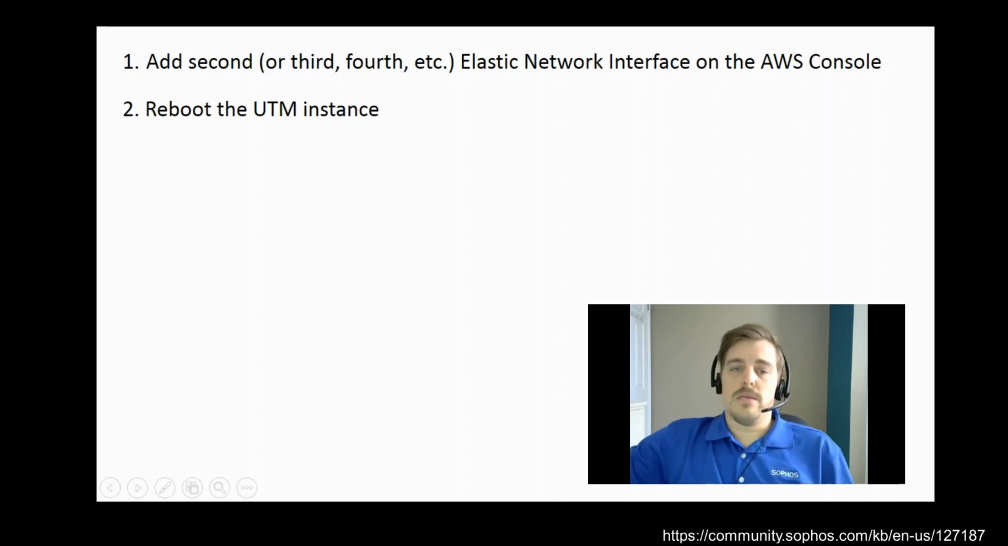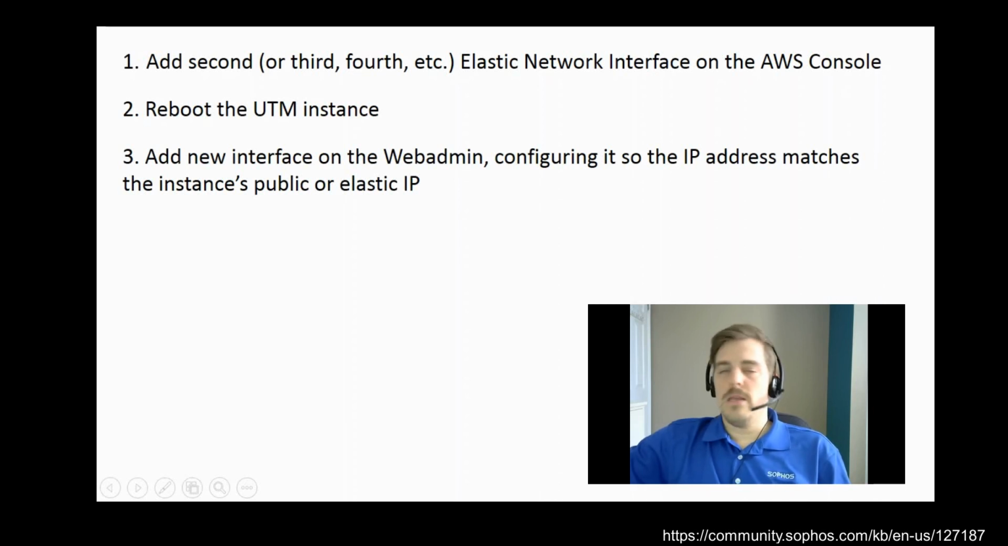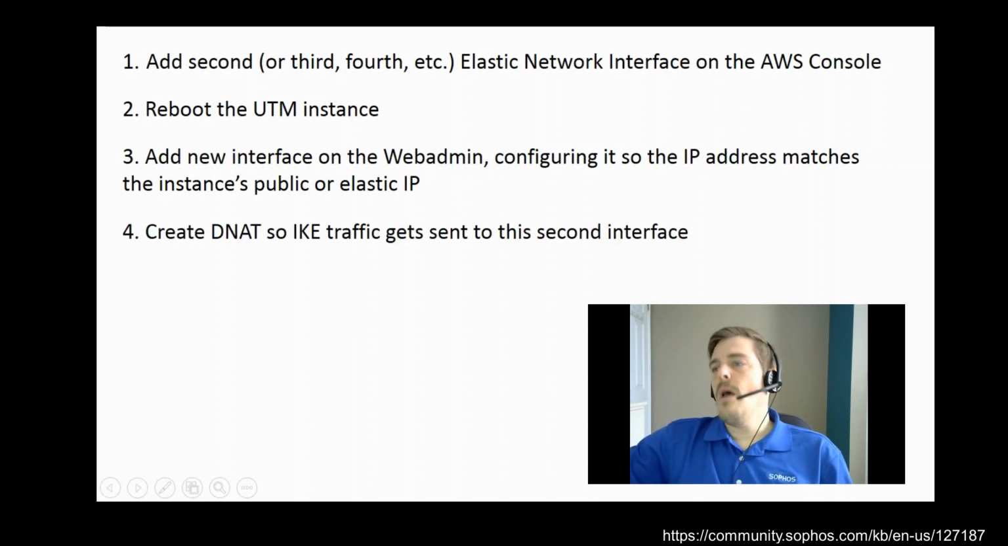The reason you have to do this is because the UTM's configuration daemon needs to be rebooted to pick up this new interface. So once the UTM is rebooted, in the web admin, we're going to create this new interface, and we're going to configure it to have the public or elastic IP address as defined on the hypervisor or the AWS console. Once we have that new interface created, we're going to create a destination NAT rule. So IKE traffic that hits the primary WAN interface on the UTM is then going to get forwarded to this newly created interface.